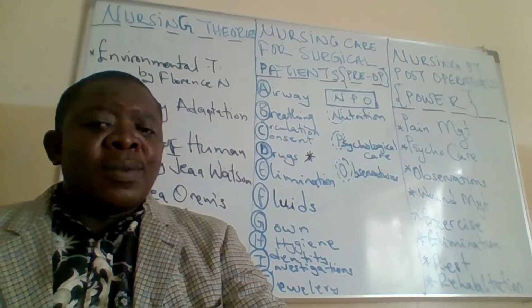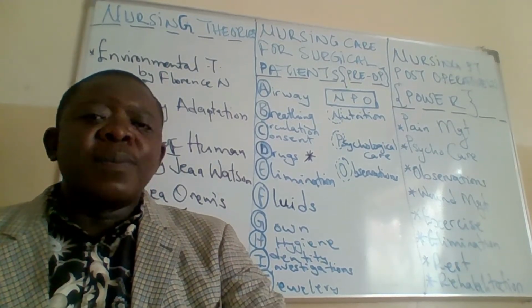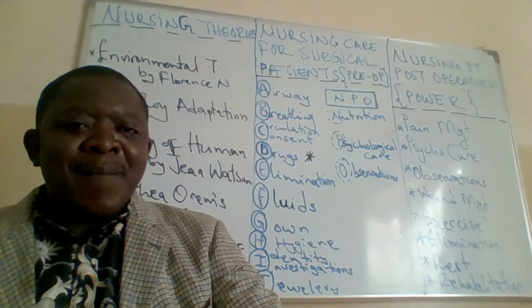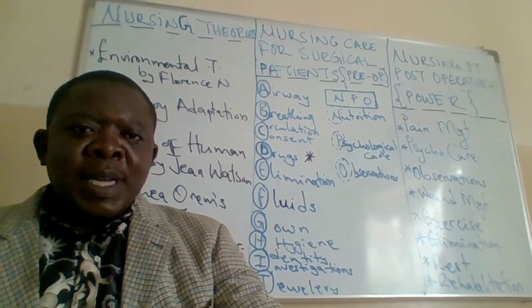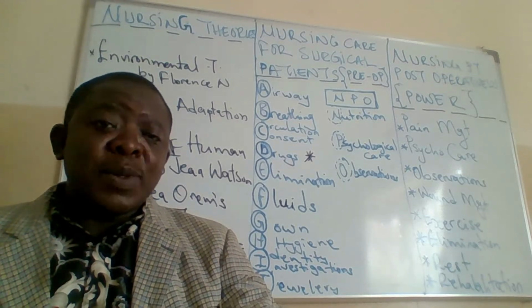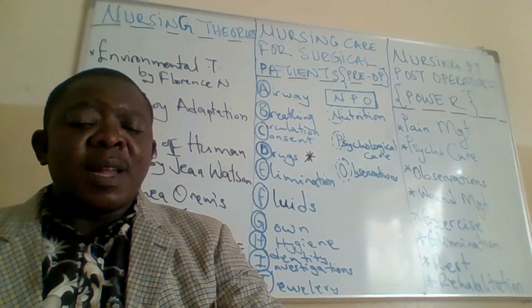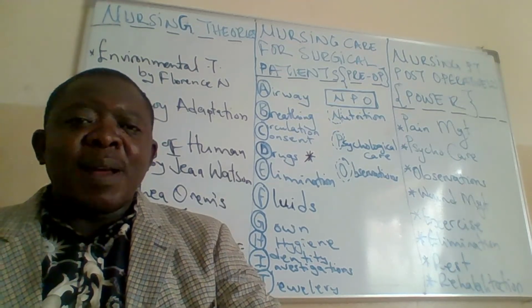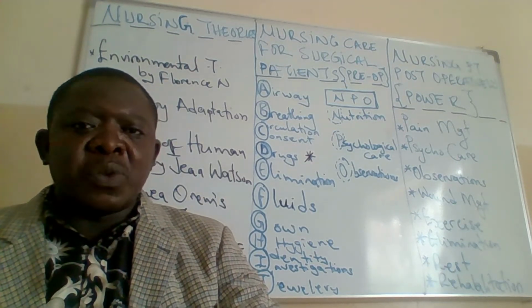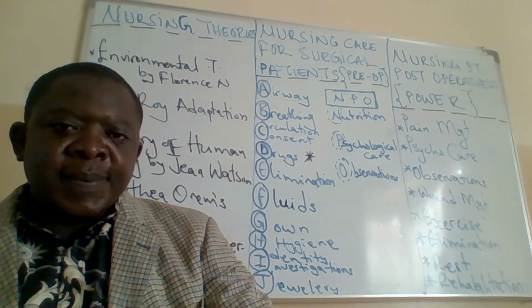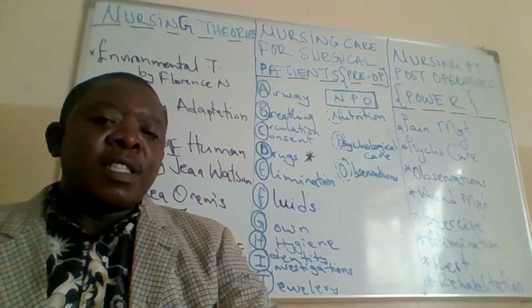Okay, I is also for investigations. Prior to the patient going to theater, there are certain investigations that need to be done, like full blood counts, so that we know the patient has the necessary hemoglobin levels and is not anemic. You have to rule out infections and do all that. So, investigations.